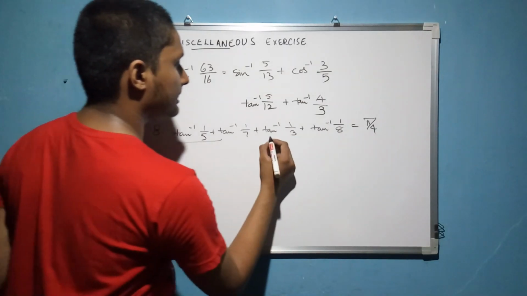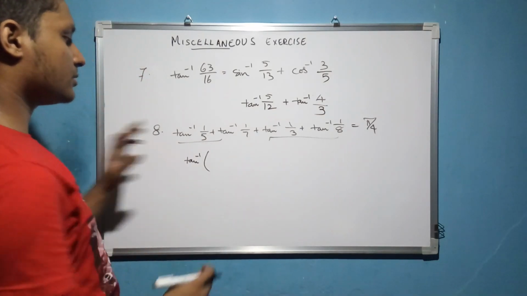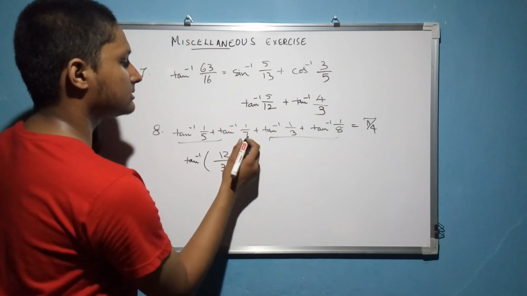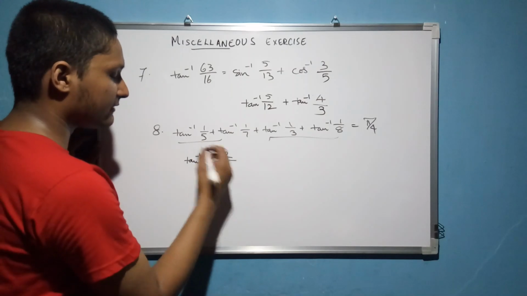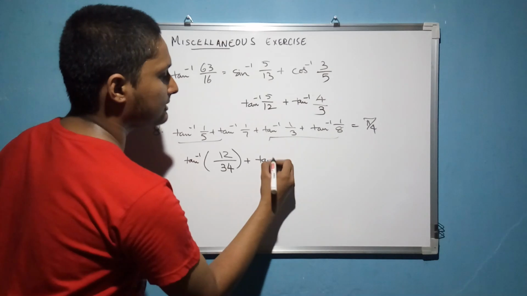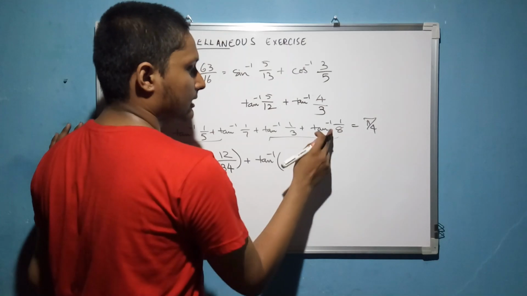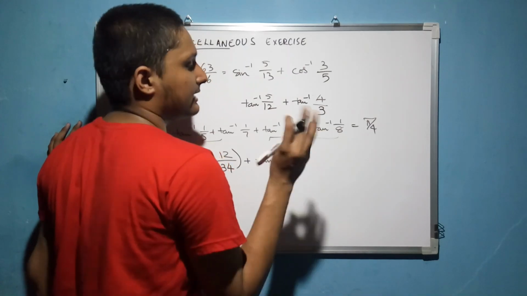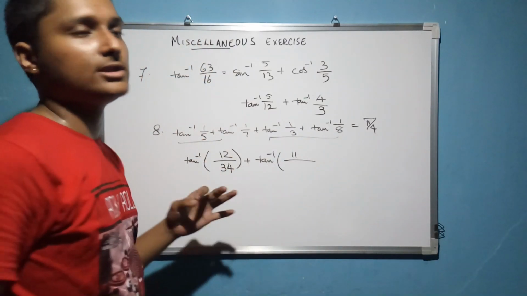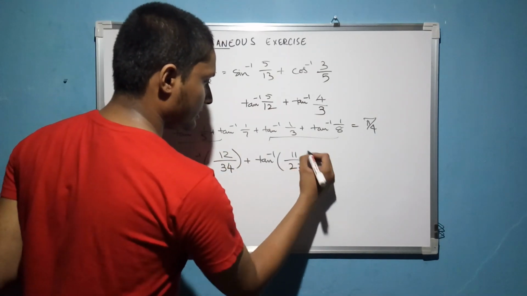For that, directly I'll take these two. So this comes to be tan inverse of first plus second, so it comes to be 12 divided by 30. 7 into 5 is 35. 35 minus 1 is 34. 12 by 34. And you have tan inverse 1 by 3 plus 1 by 8. So the sum you are going to get is 8 plus 3, 8, 9, 10, 11. So 11 is the numerator. So what will go into the denominator is 8 into 3 minus 1. That is 24 minus 1, that is 23.